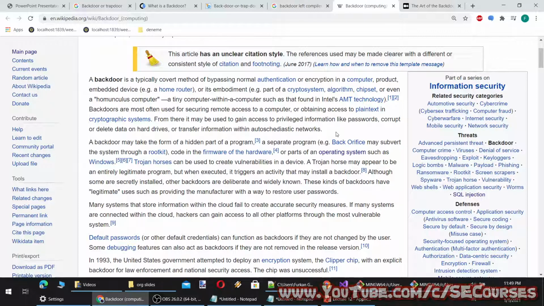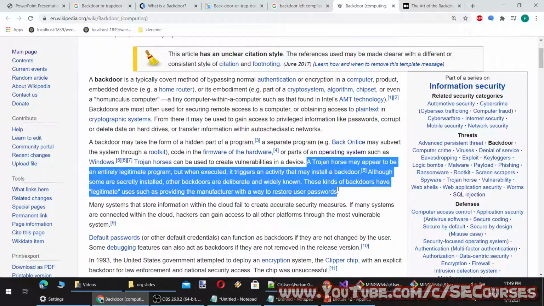3. A separate program, e.g. Back Orifice, may subvert the system through a rootkit, code in the firmware of the hardware. 4. Or parts of an operating system such as Windows. 5, 6, 7. Trojan horses can be used to create vulnerabilities in a device.